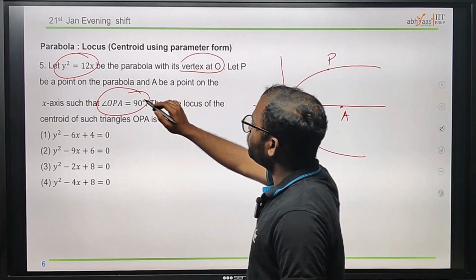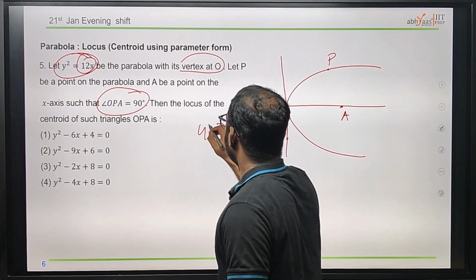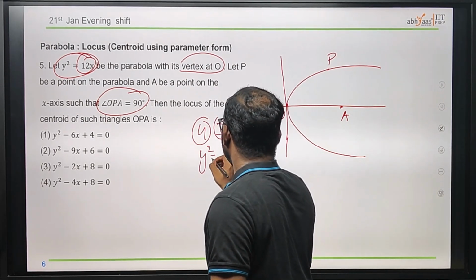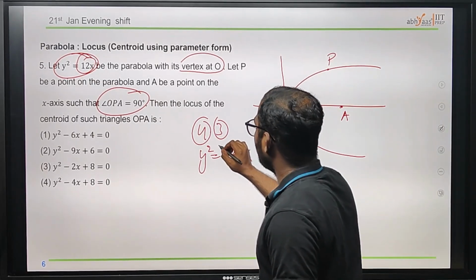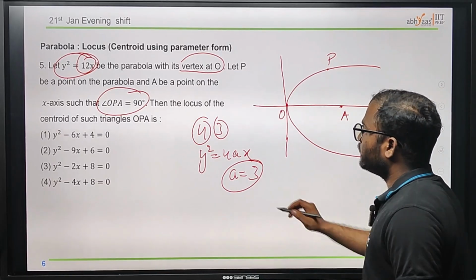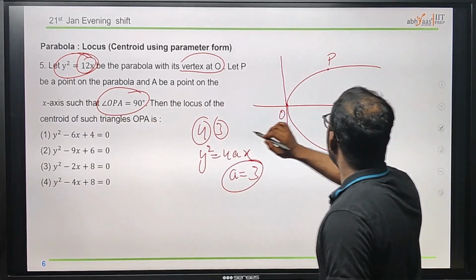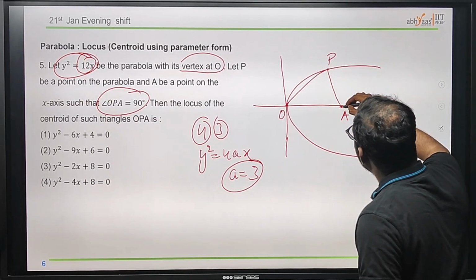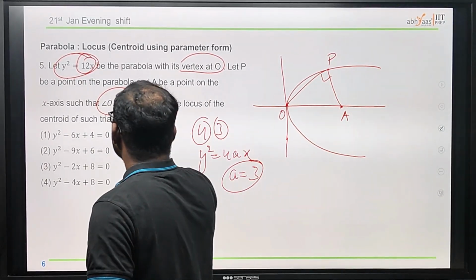Since we know this 12x is nothing but 4 into 3, it is like y square is equal to 4ax type. That means we got the a value, which is 3. Now we have A as a point on the x-axis, such that this angle OPA will be 90 degrees. Then what is the locus of the centroid?